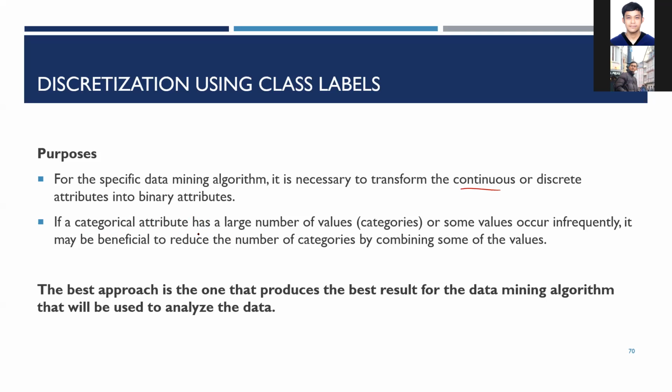The categorical attribute has a large number of values. It's very large, so we want to make it smaller. For example, the original one from 1 to 100, we transform into from 1 to 5.